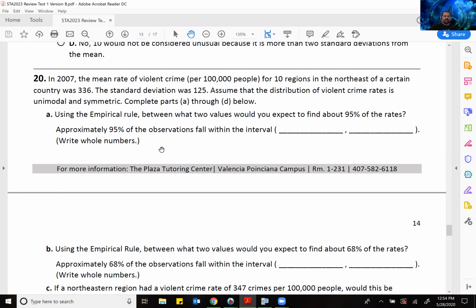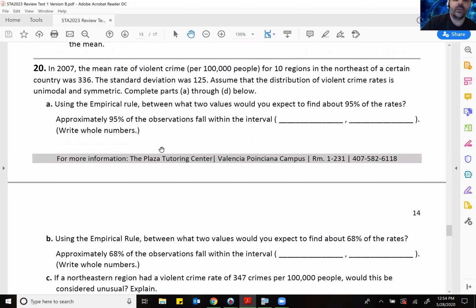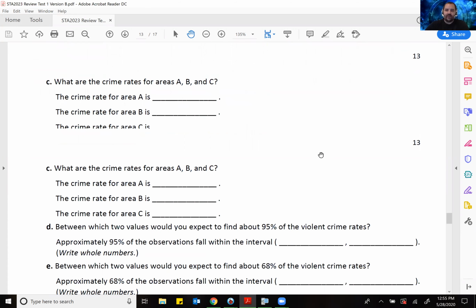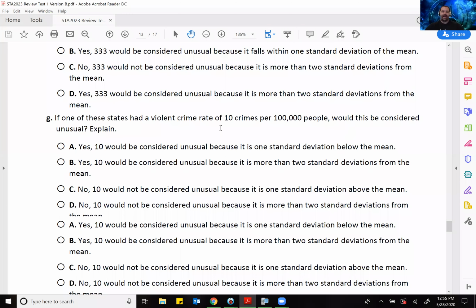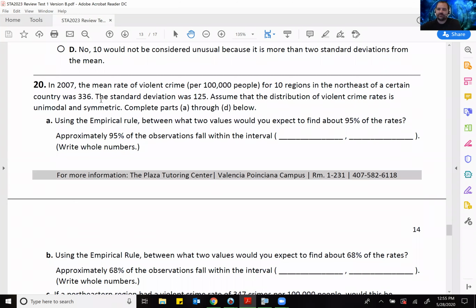Let's answer some questions. So here is where we want to build that chart, okay? Because it's going to ask us between what two intervals do I have 95%. In other words, they're making you do all this picture from scratch now. So we know that the mean, X bar, is 336. We know that the standard deviation is 125. Okay, so let's build our picture together.